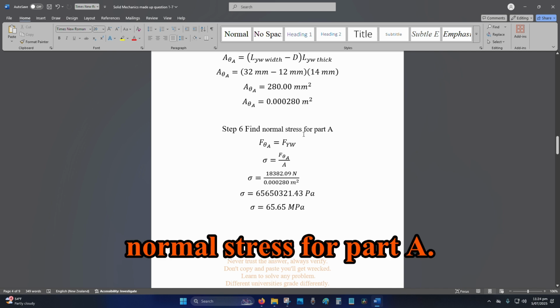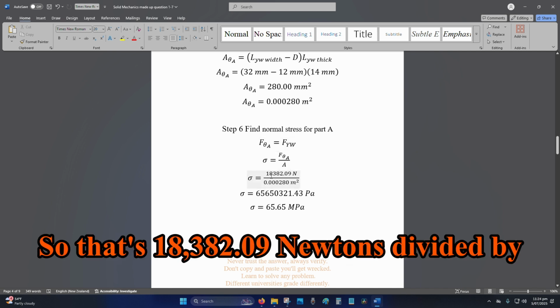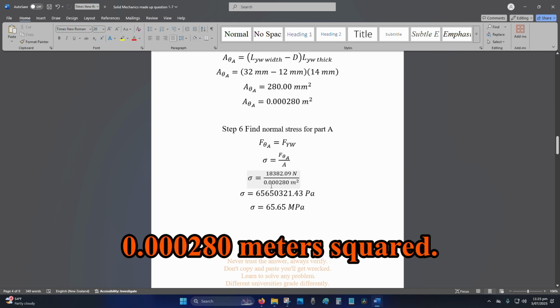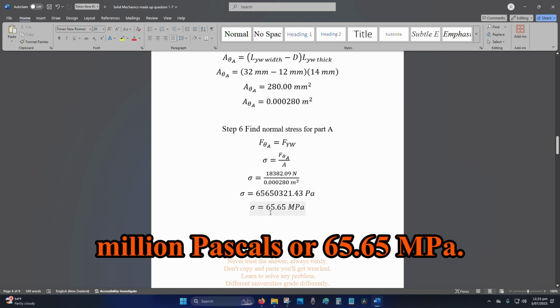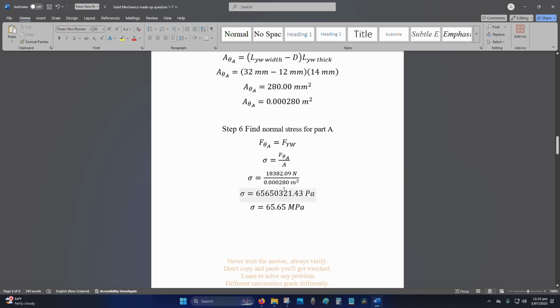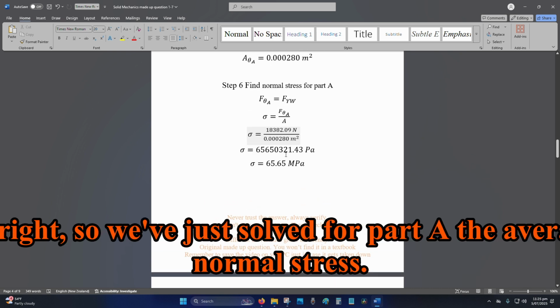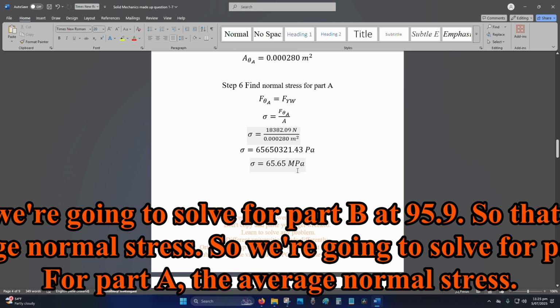Step 6, find the normal stress for part A. So that's 18,382.09 newtons divided by 0.000280 meters squared. And that will give us 65 million pascals, or 65.65 MPa. Alright, so we've just solved for part A, the average normal stress.